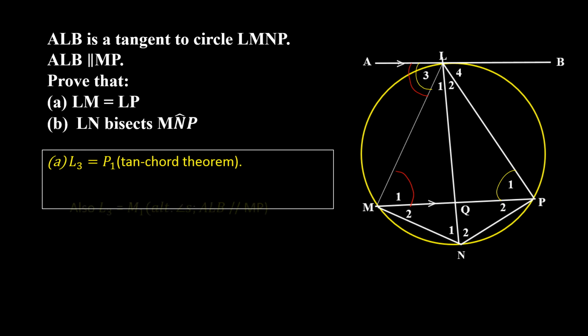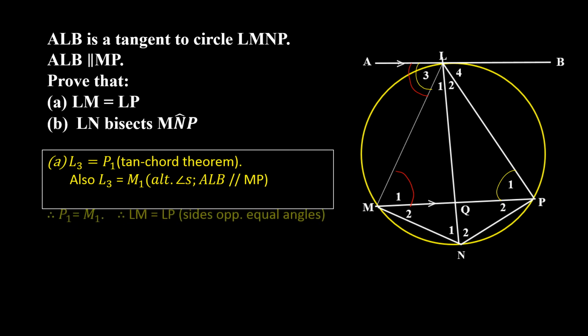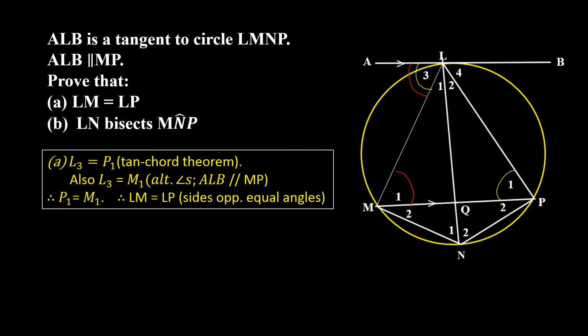So we can easily prove that. Therefore, L3 equals M1, and P1 equals M1. When P1 equals M1, what is the meaning? The sides opposite to the equal angles are equal. So we conclude that.